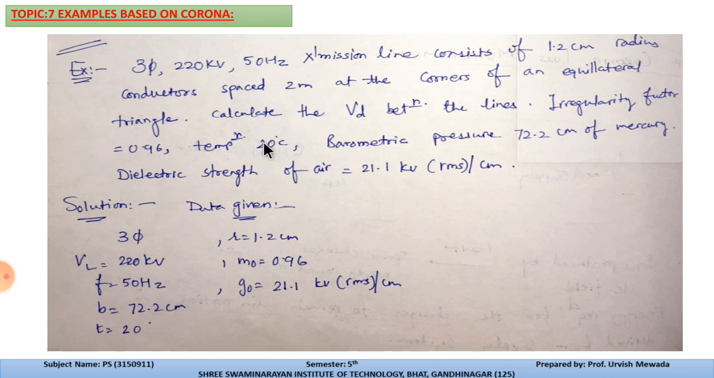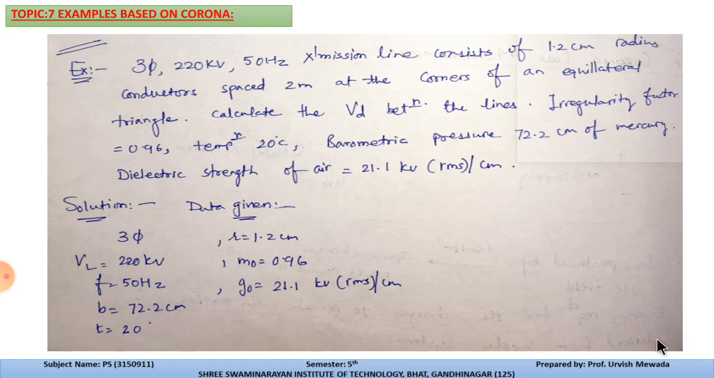Regularity factor is equal to 0.96, so it is M0. And the temperature is 20 degrees centigrade, so T is equal to 20 degrees centigrade. The barometric pressure is 72.2 cm of mercury. The dielectric strength of the air is also given: G0 is 21.1 kV RMS per centimeter. So from this you can write the data given, and these are the data through which we need to calculate the VD.